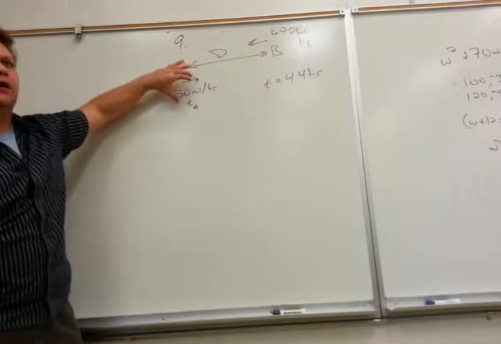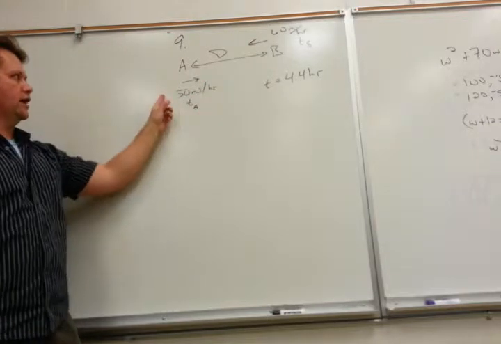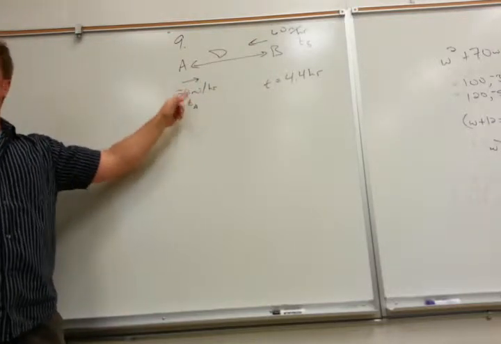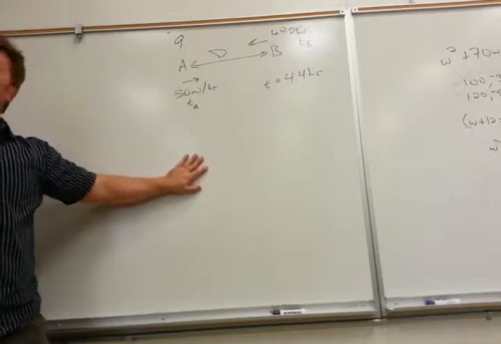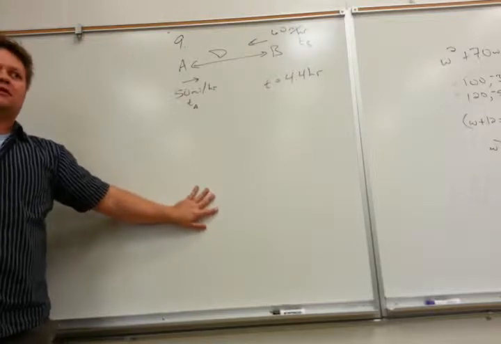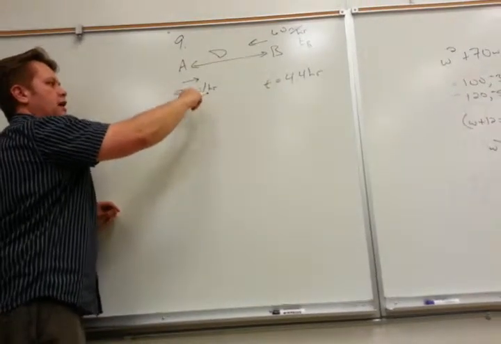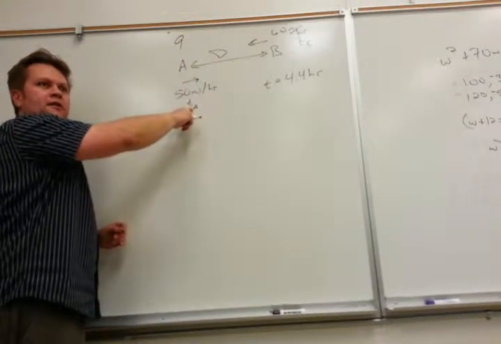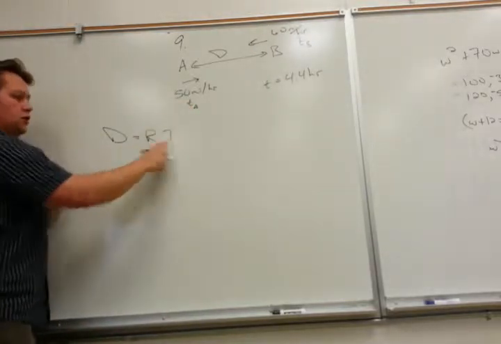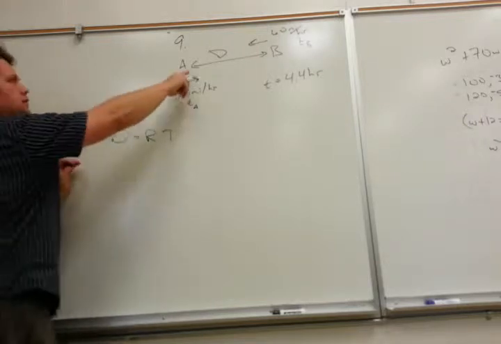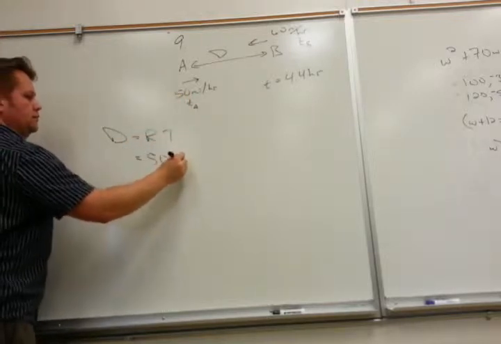So what's got to be true about the distance I went from A to B? How far would this person go going 50 miles an hour for TA hours? I want an expression. How far would I go if I go 50 miles an hour for this long? What's the formula for distance and rate and time? D equals RT. So fill it in. What's the distance from A to B? It's 50 times the time.